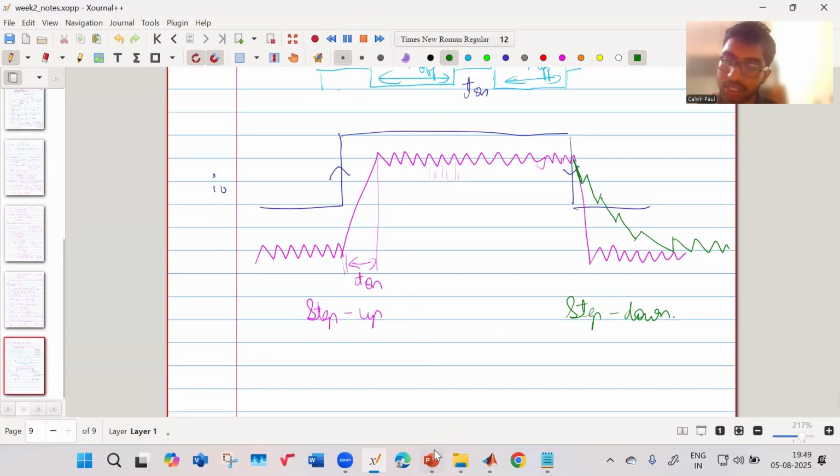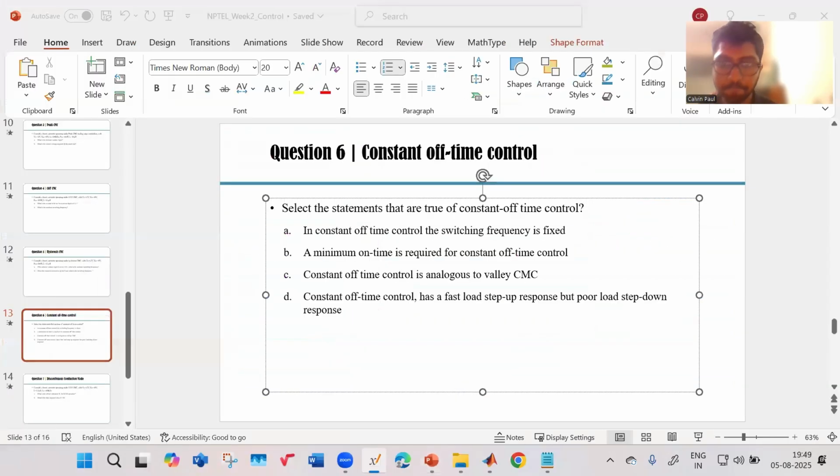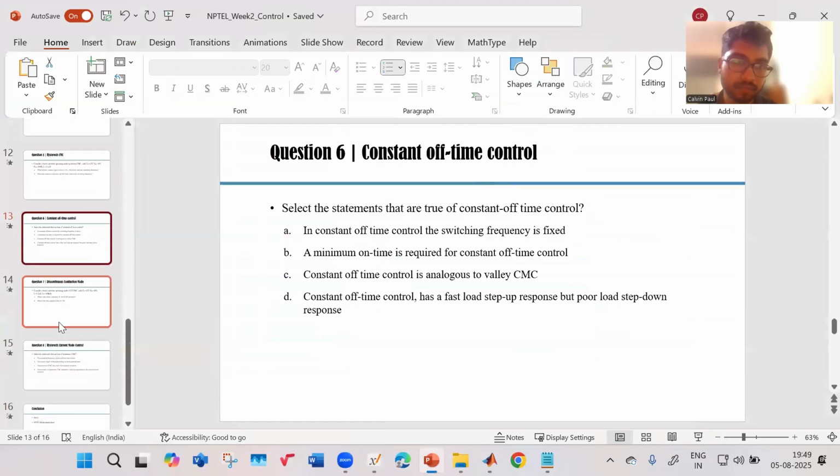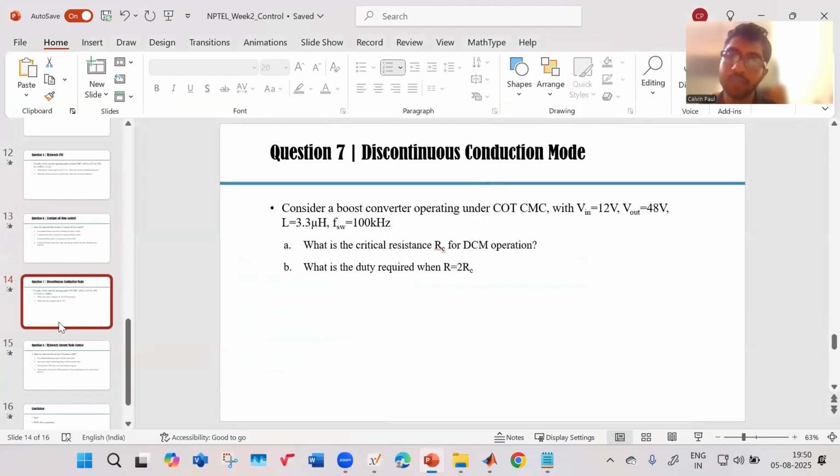So I'll go to the next question, which is the discontinuous conduction mode, DCM. I think we have already done DCM. We had to just find the critical resistance. There was a formula also which we wrote.